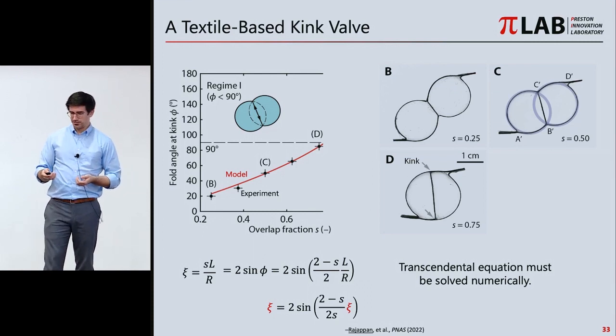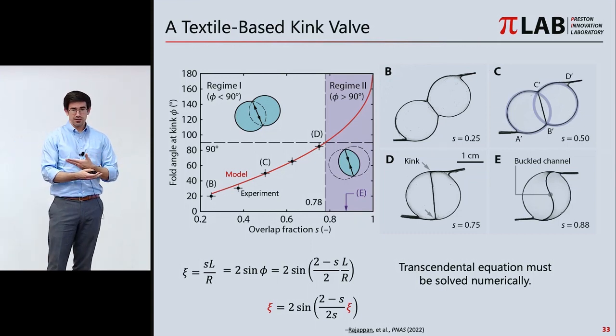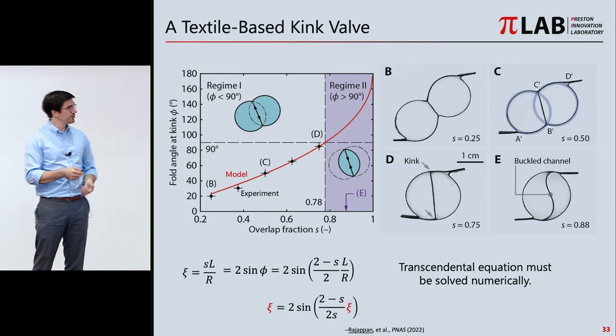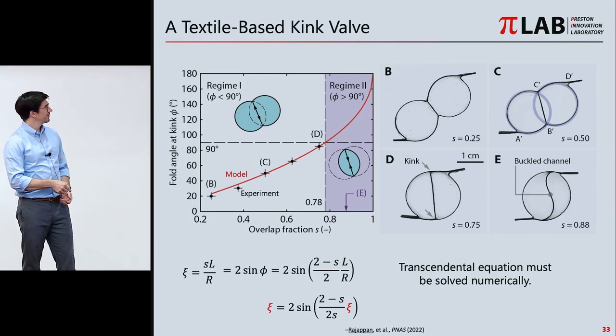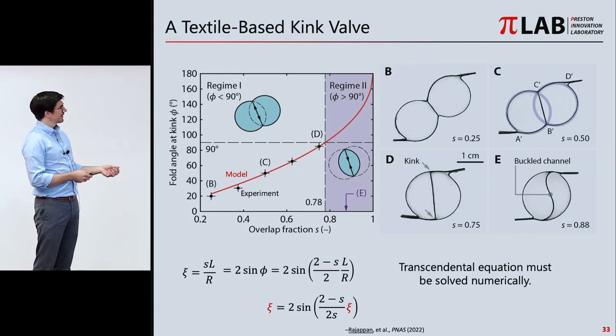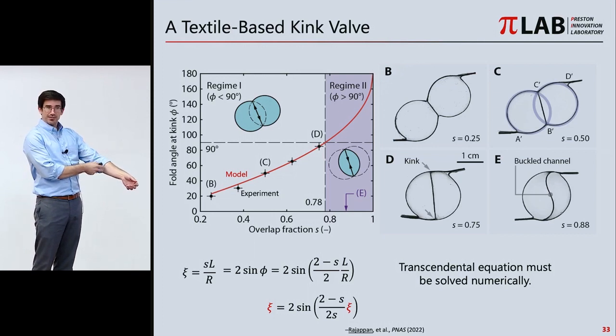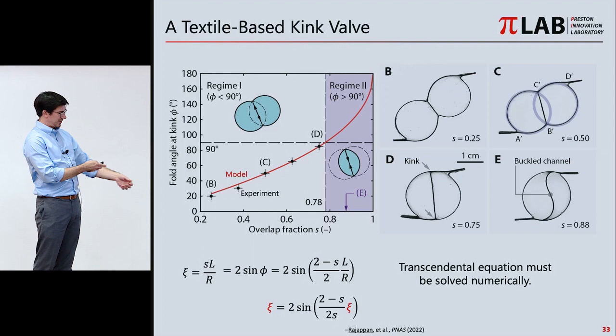One thing to note, though, is that this only works up to some certain overlap fraction. If we get to really high overlap fractions, we actually see this geometry, like in the bottom right picture here, where instead of forming these nice sharp kinks, we get this S-shaped buckle. The S-shaped buckle still allows flow, so it's not an effective valve. The reason that this happens is because we're again working with these 2D elements, things like sheets of textile. These can support tension really quite well, but when you put them under compression, like this, they'll simply buckle. And so we stayed away from this regime over here.